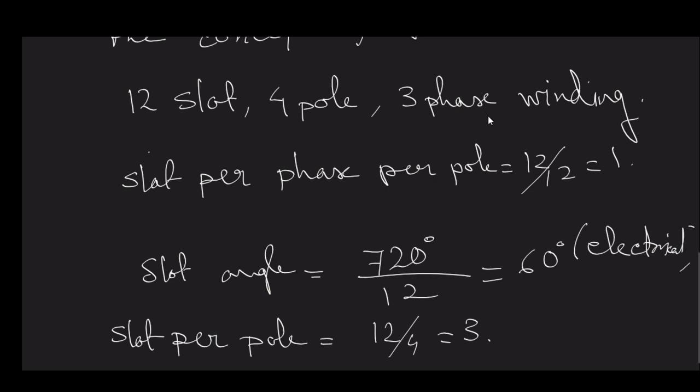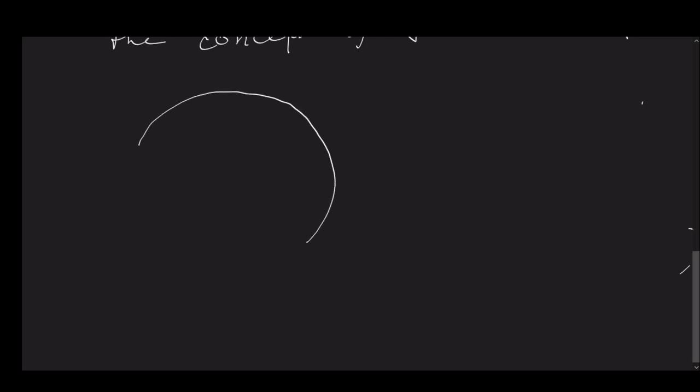In normal waveform, how we represent it, it will be like in your book diagram. Now with this you are having 12 slots. So how the slots are: this is one slot you are having here, it is one group, then another one that is approximately 30 degree apart, then another one that is 60 degree apart, then here you are having another one.